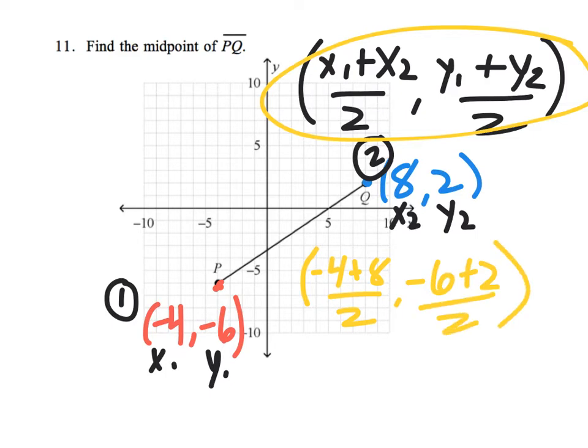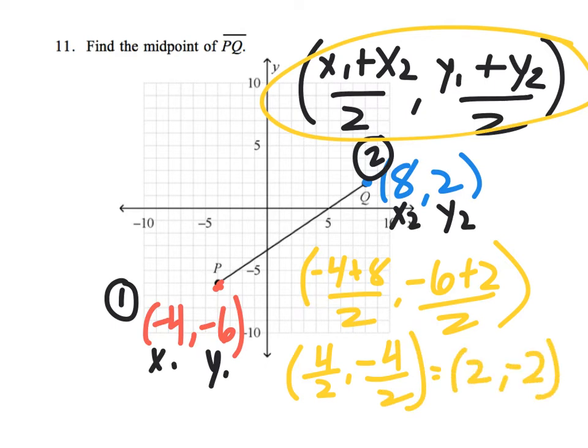When I do -4 plus 8, we get 4 divided by 2. The second one gives me -6 plus 2, which would give me -4 divided by 2. And if we simplify, we're going to get 2, -2. Now, you should make sure that your point falls on your line. If my point doesn't fall on my line, something is wrong. So if I go over 2, and I go down 2, my point is right in the middle of my line. That is your midpoint.